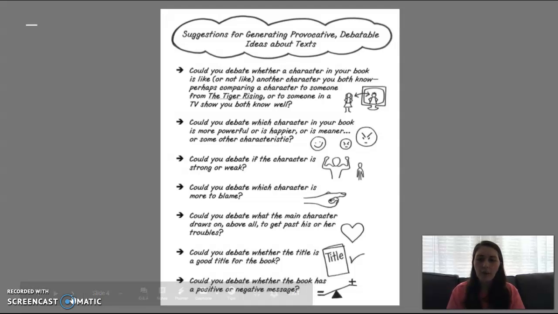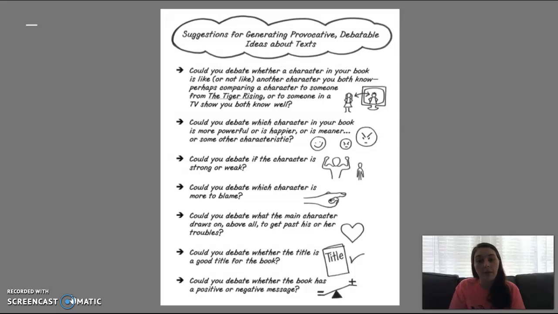I did this on a book that we had read earlier in the year, The Tiger Rising. So you could have a debate comparing characters, perhaps the character from the book and a character from a TV show. You could decide whether or not the character is a strong or a weak character. Which character is to blame more for a problem or a situation in the book.